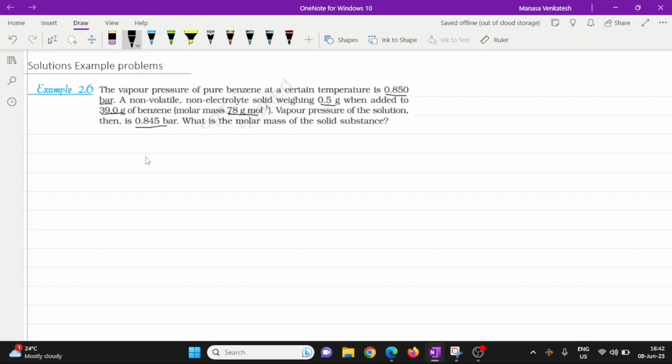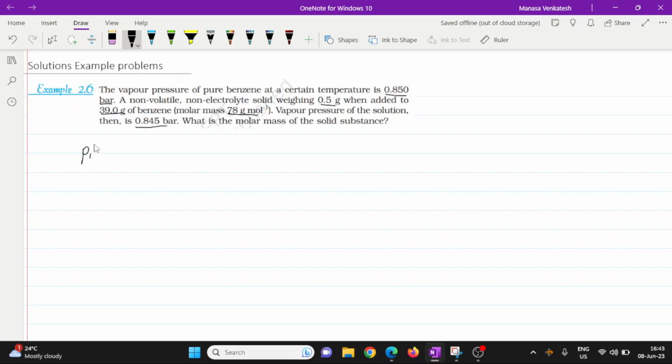So we need to find out the molar mass, and this is basically the calculation of the molar mass of the solute using the relative lowering of vapor pressure. So we have been given the following values. Or let's start with the equation rather. According to the calculation of molar mass using the relative lowering of vapor pressure, this was the final equation that we got.